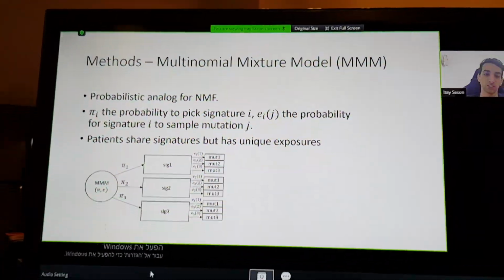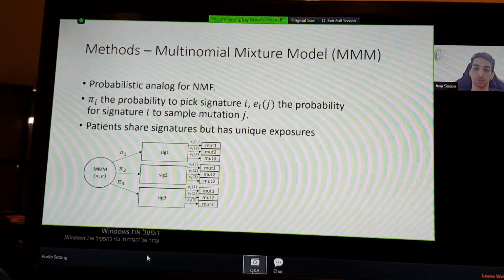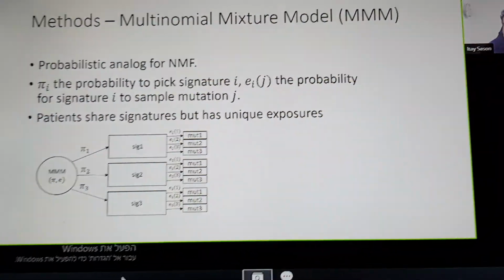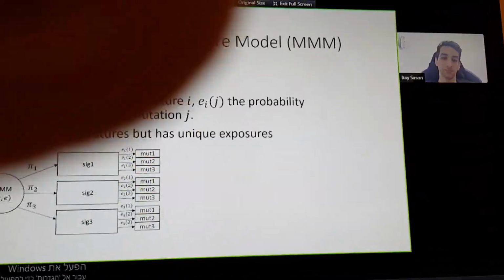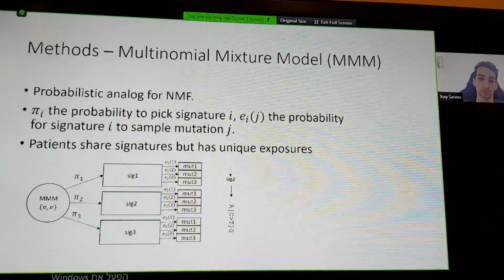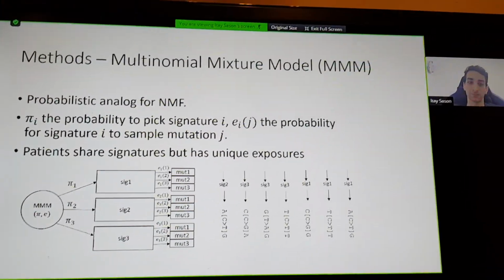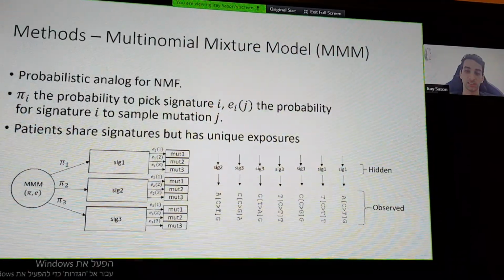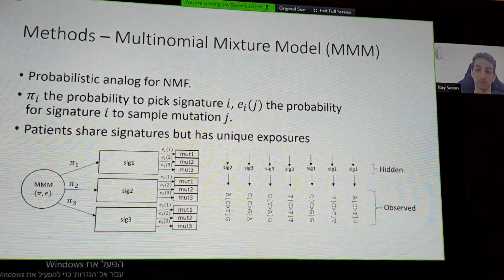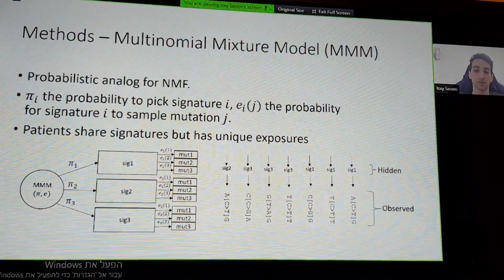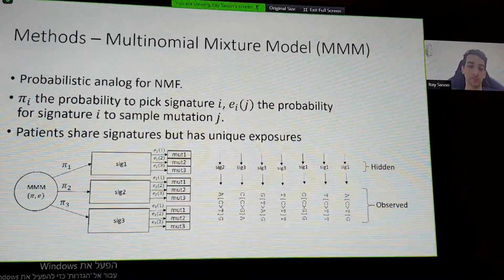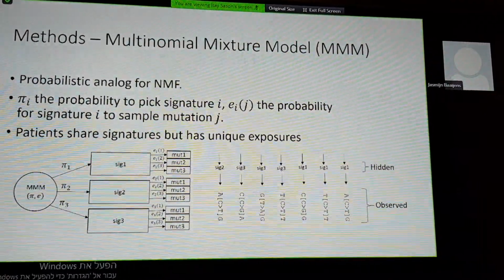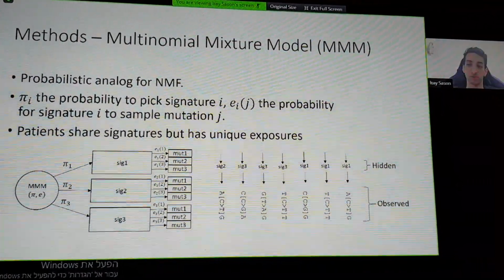We present NMF for a single patient, but similarly to NMF, each patient has a unique exposure vector. To sample from this model, we first sample a signature from pi, and then sample a mutation from the signature. We repeat this for each mutation in the data. The mutations are called the observed variables, while the signatures are called the hidden variables, as we don't really know which signature emitted each mutation. In practice, we assume the observed mutations were sampled from this model and use expectation maximization to find the best parameters.